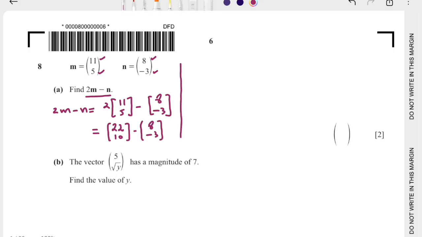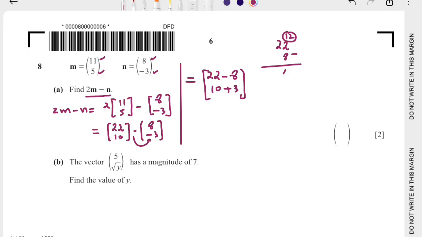So it will be 22 minus 8 and 10 minus minus 3, which is plus 3. So 22 minus 8 will be 14. And 10 plus 3 is 13. So (14, 13) would be the final answer.